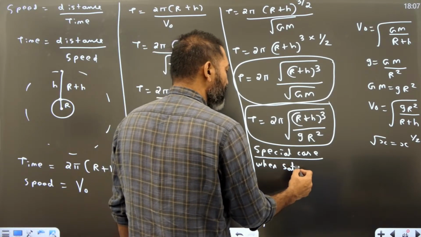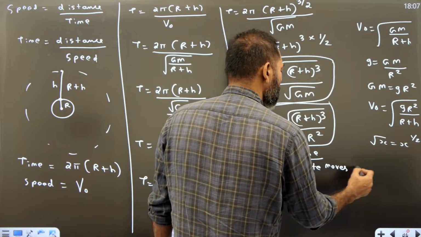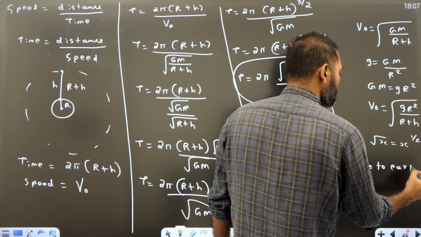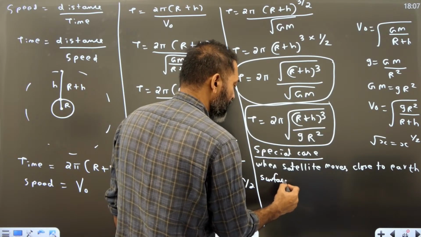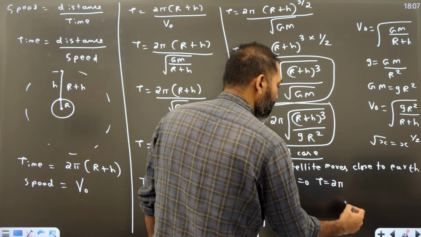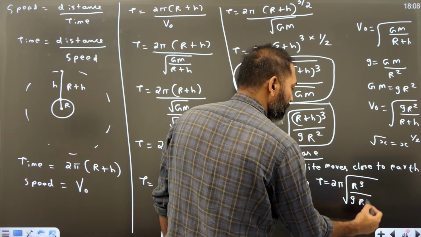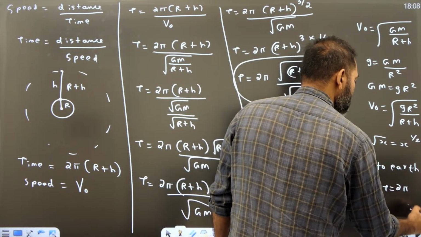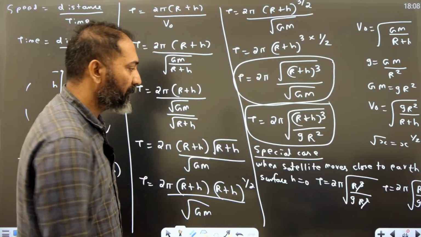When a satellite moves close to Earth's surface, height h is equal to what? h equals 0. So T equals 2 pi root of r cube by g r square, which will give you 2 pi root r by g.